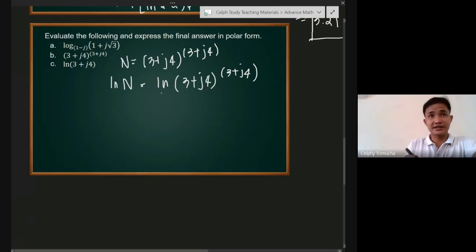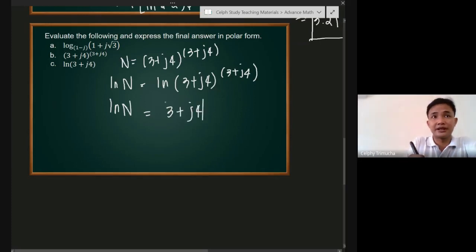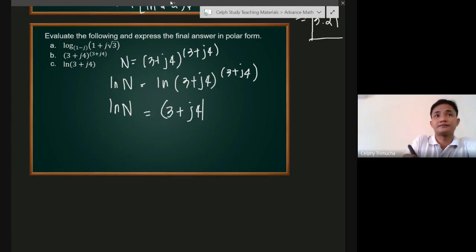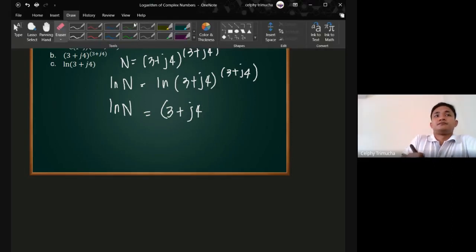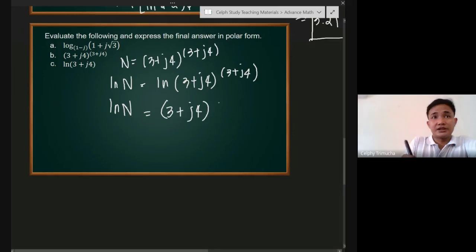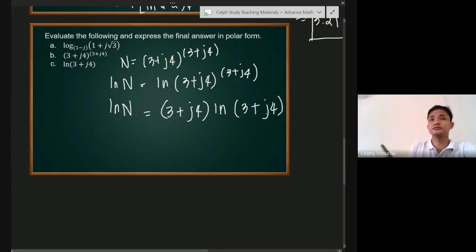Okay, so applying sang rule of logarithm, pwede natin papanaog. So we'll have ln of n is equal to, papanaog ta, we have 3 plus J4 multiplied by ln of 3 plus J4. Okay, so we have 3 plus J4.